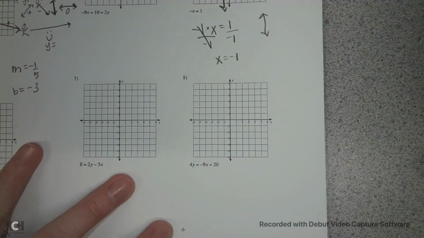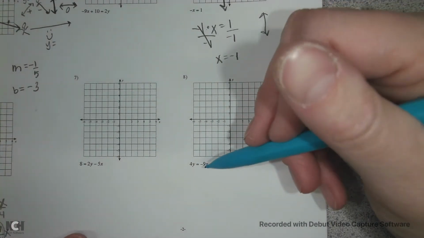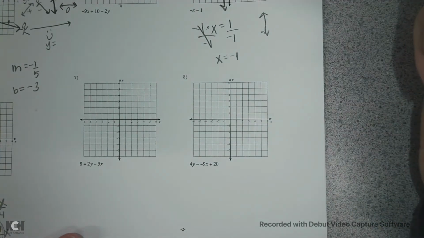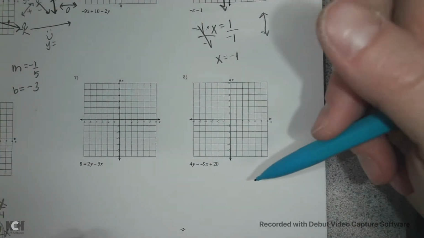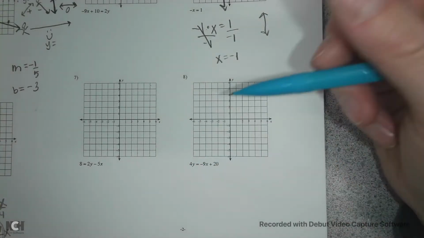Okay, let's do number 8. So number 8 and number 4 are pretty similar, so we have to do the same idea. We have to get the y by itself by adding and subtracting, and then dividing. Well, this y is almost by itself.